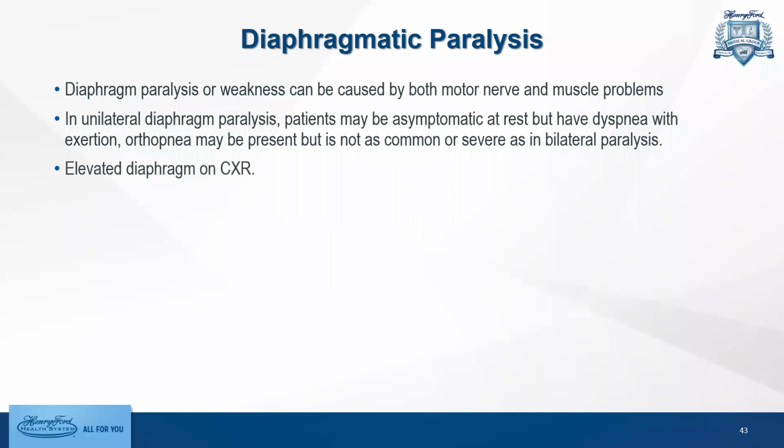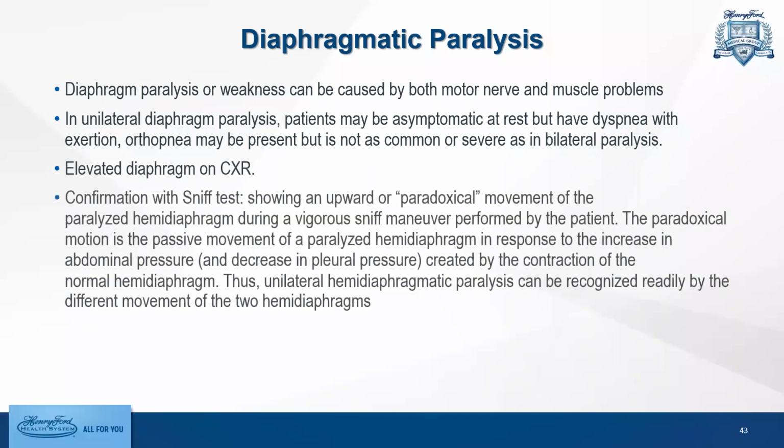You're going to have an elevated diaphragm on the chest x-ray. If you have a unilateral paralysis, it's going to be easy. You're going to find the normal diaphragm and then an elevated diaphragm. But if you have bilateral paralysis, apart from seeing the diaphragm at the lung apex, it's probably going to be a little bit difficult to distinguish.